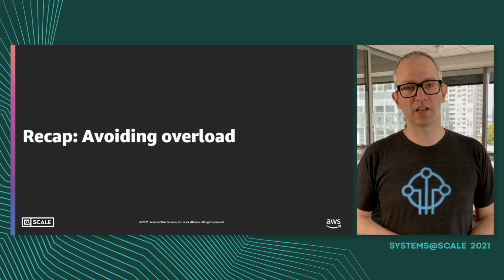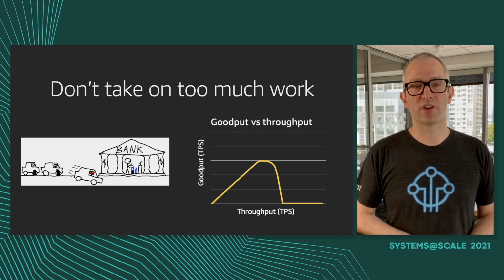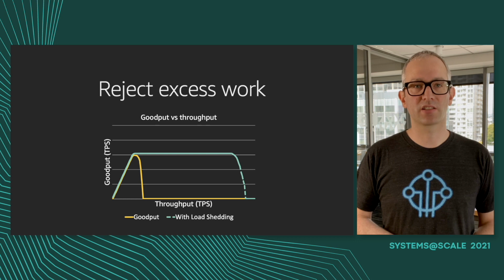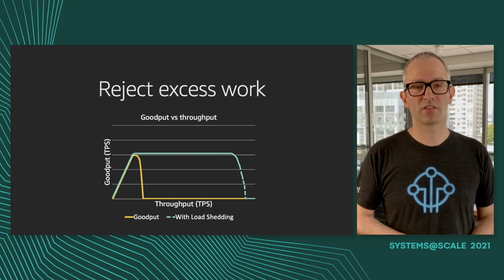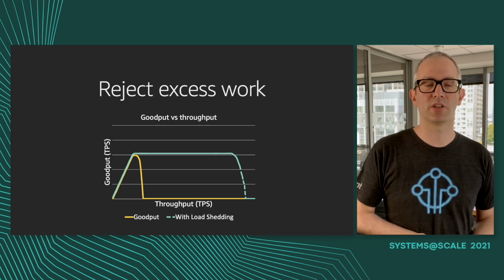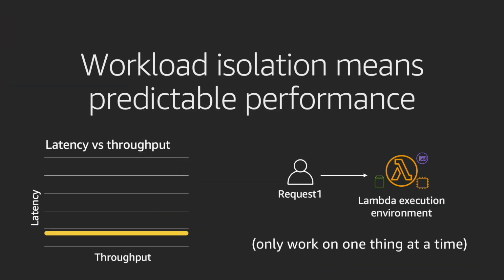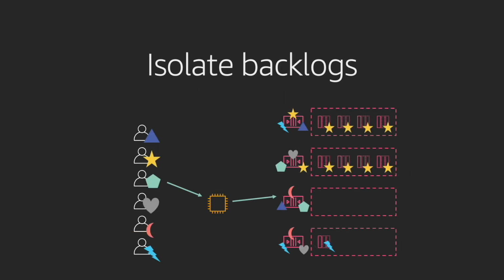So just to recap everything, avoiding overload is all about not taking on too much work. We want to make sure goodput stays flat by rejecting the excess work. We want goodput to remain constant so that we don't just collapse. We also can change the game a little bit using a service like AWS Lambda to make it so every request has the same amount of work as the previous one, so these overload situations don't really happen. And then we can isolate backlogs using techniques like shuffle sharding to make it so that the traffic that needs to be shed is isolated from others.